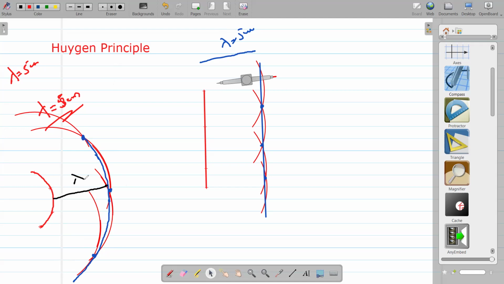Is it clear? The concept of how to work out the new position of the wavefront using the Huygens principle? Any question or doubt in this?